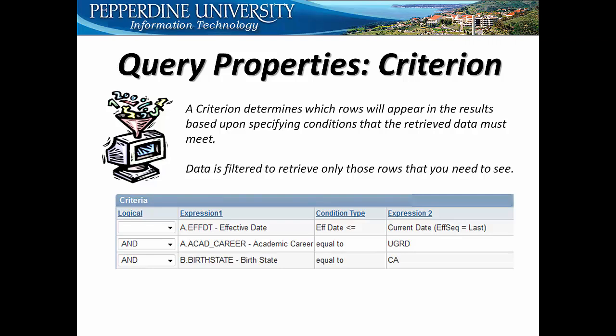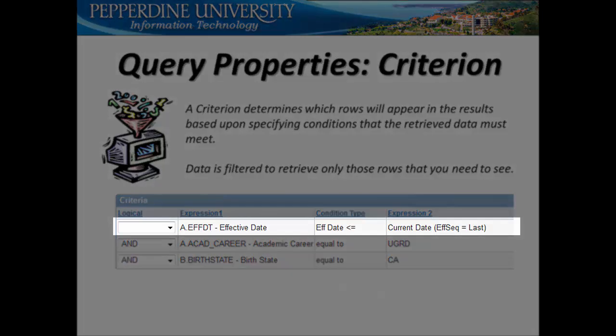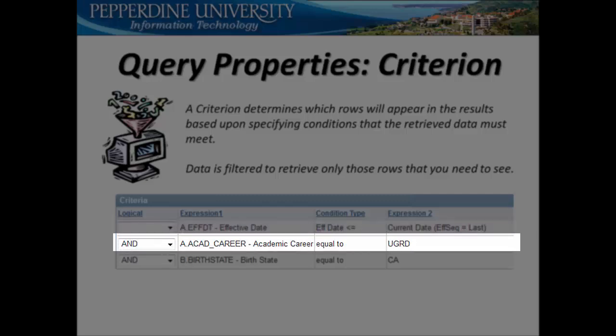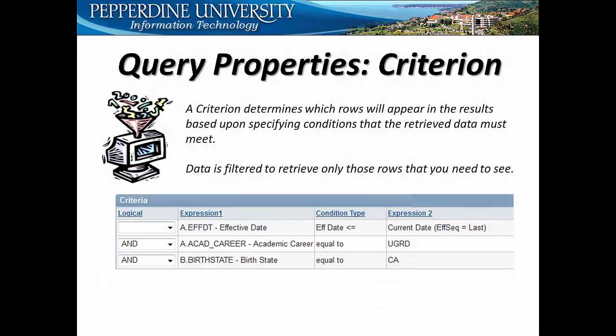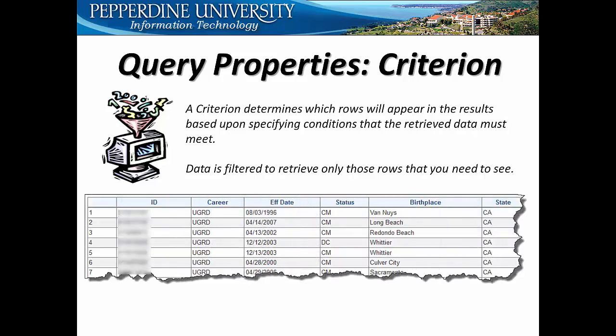For example, out of all of Pepperdine students, we wish to view only the undergraduates who are born in California. So in our query, we define the criteria to filter that data using some conditions, such as an effective date less than or equal to the current date, the academic career equal to undergrad, and the birth state equal to California. Consequently, the results are returned based on only those three criteria.